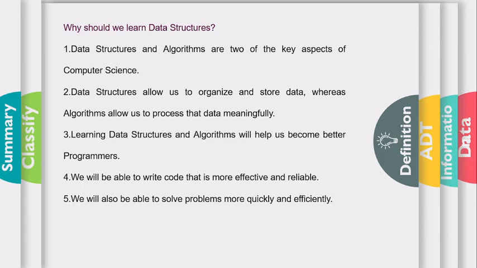Why should we learn data structures? Data structures and algorithms are two of the key aspects of computer science. Data structures allow us to organize and store data, whereas algorithms allow us to process that data meaningfully. Learning data structures and algorithms will help us become better programmers. We will be able to write code that is more effective and reliable. We will also be able to solve problems more quickly and efficiently.